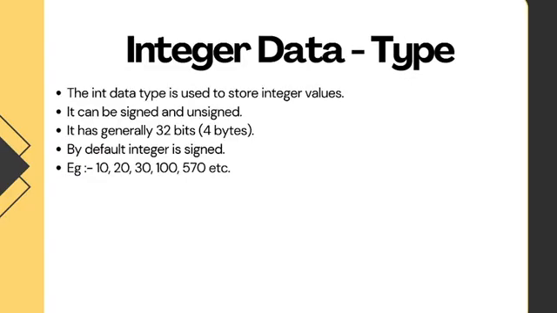Integer data type. The integer data type is used to store integer values. It can be signed and unsigned. It has generally 32 bits, or can be said 4 bytes. By default, integer is signed. Examples are 10, 20, 30, 100, 570, 630, etc.